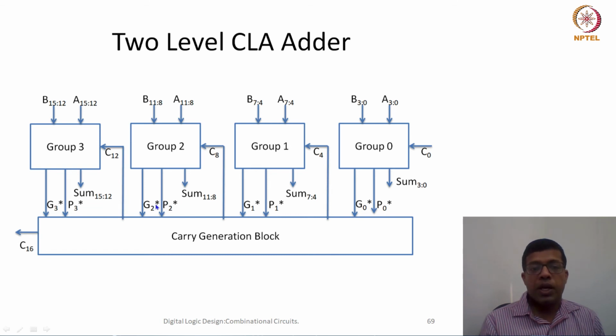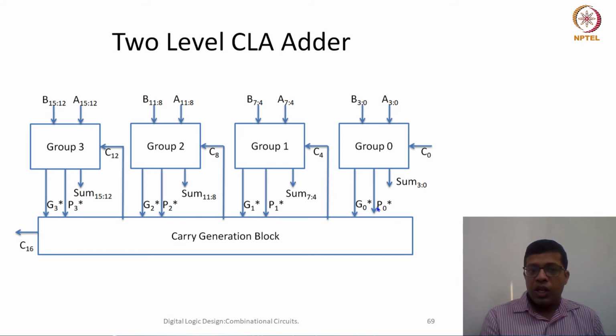These group propagate and group generate signals can be given to another hierarchical block, which is a carry generation block. The definition of this carry generation block is exactly similar to the carry generation block at the first level, which is also present in all these groups. But now this particular carry generation block works not on the primary generate and propagate signals, but on the group generate and group propagate signals. What these signals are, I'll tell you in the next slide.